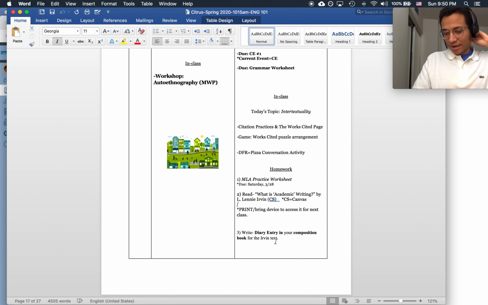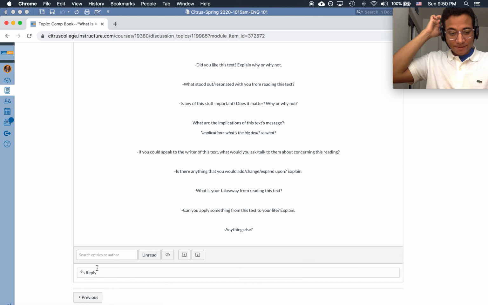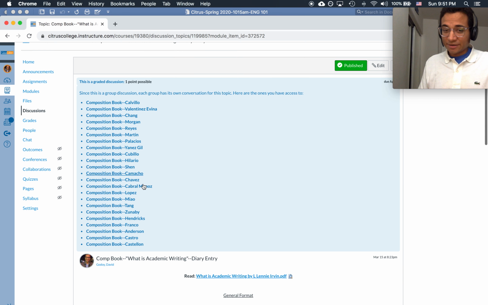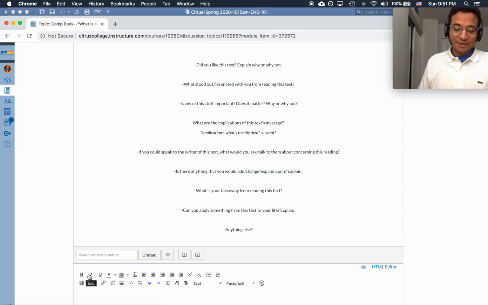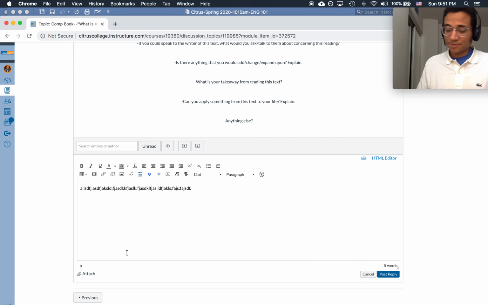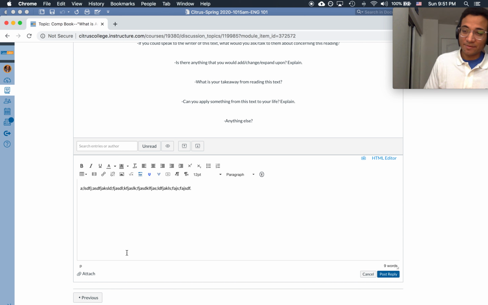So your diary entry. Rather than doing it physically in your composition book, you're going to be doing it in here digitally. Okay. So just hit reply, and here's the reminder for what to do with diary entries. Anytime, guys, alongside your diary entry, your written response, if you want to include an image or something, or maybe you have an Apple Pencil and you drew something to accompany it, or you found a cool picture that matches with what you were talking about, cool. By all means, you can attach it.